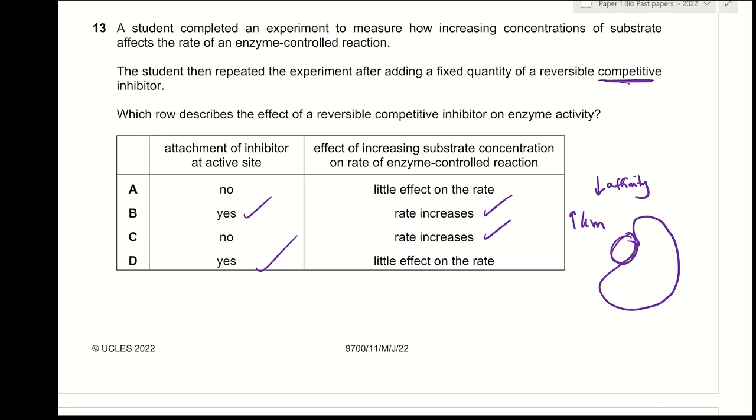Now, this does not work with a non-competitive inhibitor. With a non-competitive inhibitor, if you keep increasing substrate concentration, it has no effect. Therefore, this is why it's called a reversible competitive inhibitor, because the action of the competitive inhibitor could be reversed. Therefore, the answer is going to be B.